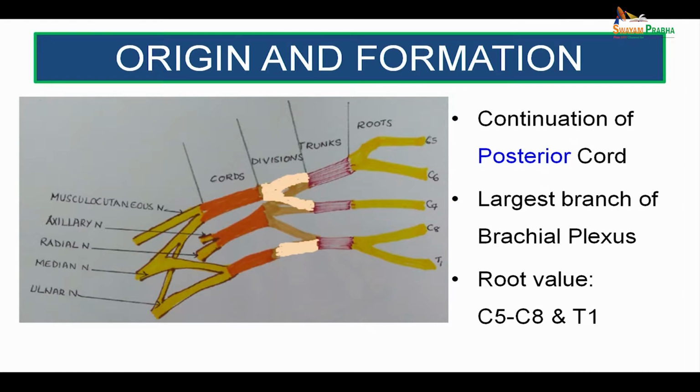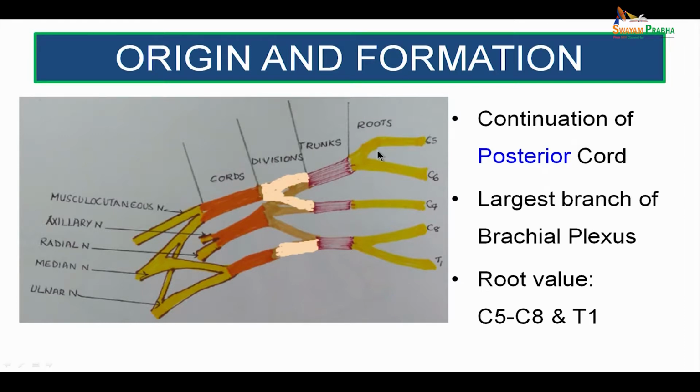So, coming to talk about origin and formation, radial nerve is actually the continuation of the posterior cord, and it is one of the largest branches of the brachial plexus. So, before we proceed further, let us have a short introduction on brachial plexus. Brachial plexus is actually a group of nerves from the ventral rami of the spinal cord of the lower 4 cervical nerves, namely C5, C6, C7 and C8, and the upper or the first thoracic nerve, that is T1.